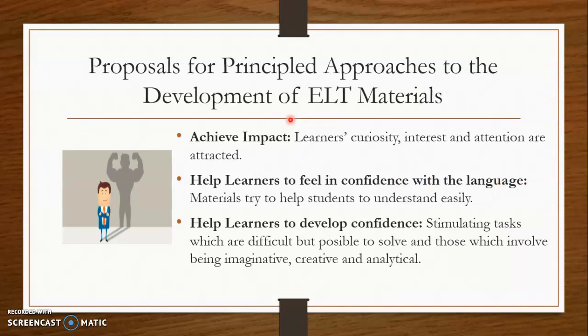Now, let's talk about proposals for principal approaches to the development of ELT material. There are different aspects that are important for this, the proposals for the approaches that materials have. The first one is achieve impact. This makes reference to attracting the interest, attention, and curiosity of learners with the material. These are materials that are very interesting for them, that have nice pictures and good colors, so they can attract the attention of the students.